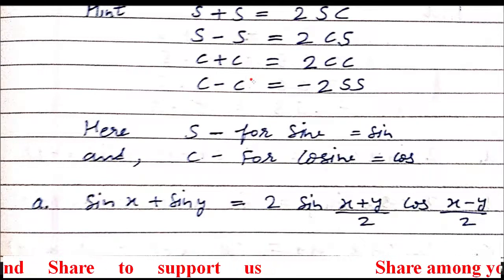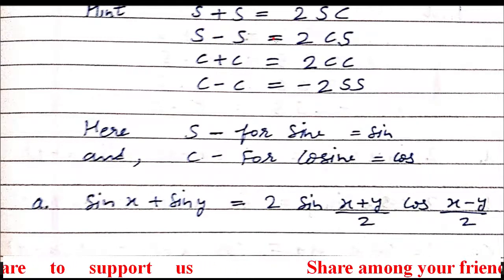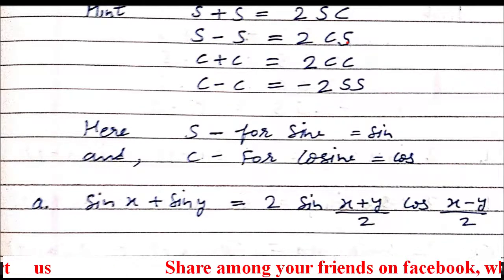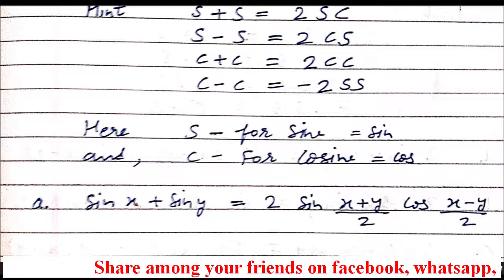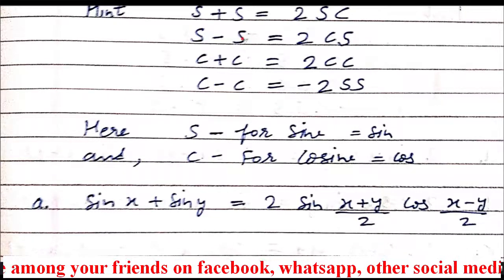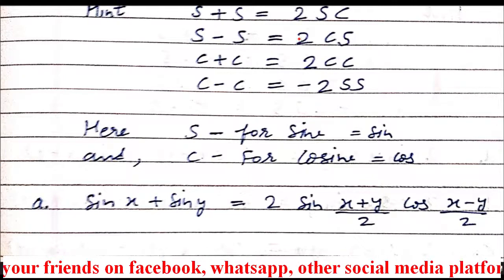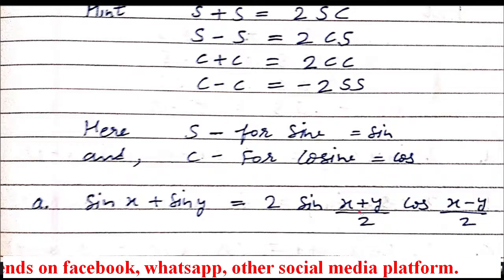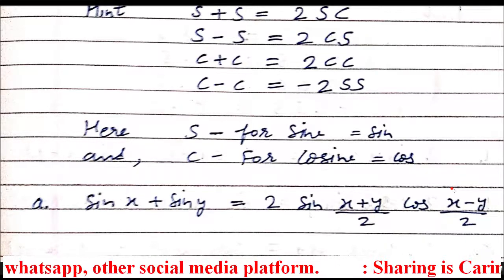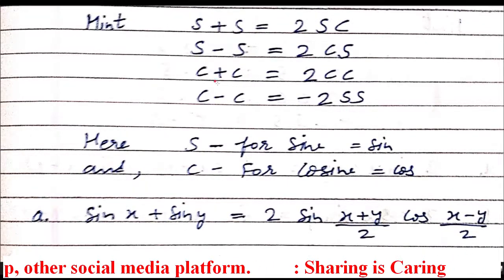And easily you can get it like s minus s. For s minus s, the formula is 2cs. Now again we are going to fill. So when we fill it, what are we going to get? Sine x minus sine y is equal to 2 cos x plus y upon 2 and sine x minus y upon 2. So simply you just learn all these 4 lines.